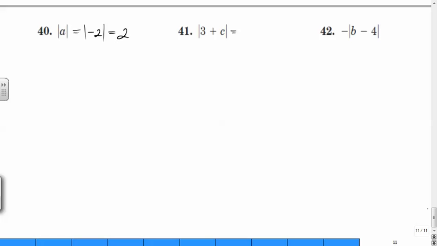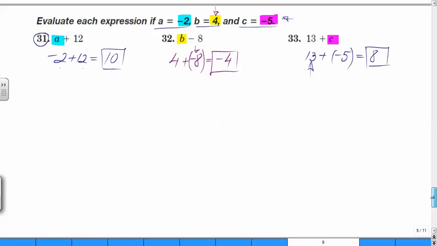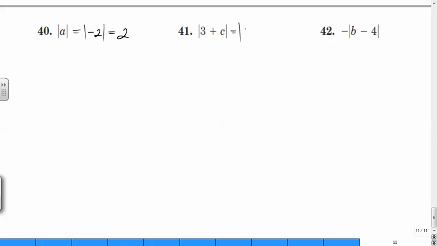41. 3 plus c. Your c was negative 5. So you have to find the absolute value of 3 plus negative 5, which equals, right? Well, first you have to add negative 5 to 3 because they have different signs. Your answer will have the sign of the largest one, which is negative 5, right? Subtract 3 from 5, which gives you a 2. The answer is absolute value of negative 2, which is 2.